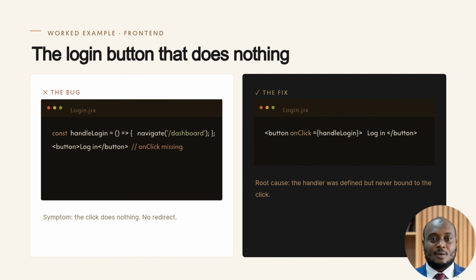Let's debug a real one together. Classic front-end bug. The login button does nothing. Look at the left. The handler is written correctly. The navigation logic is fine, but the button was never wired to it. There's no onClick. The fix on the right is one line. Bind the handler to the click. The lesson is that "nothing happens" is almost always a wiring problem, not a logic problem. When a click does nothing, check the connection before you rewrite the function.